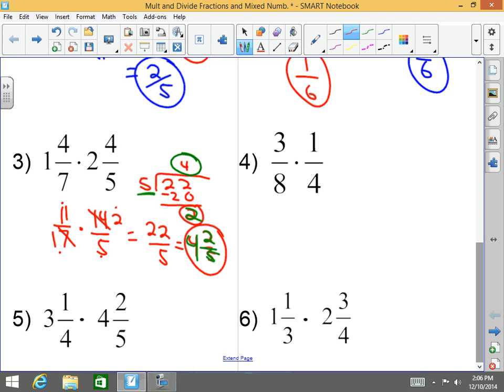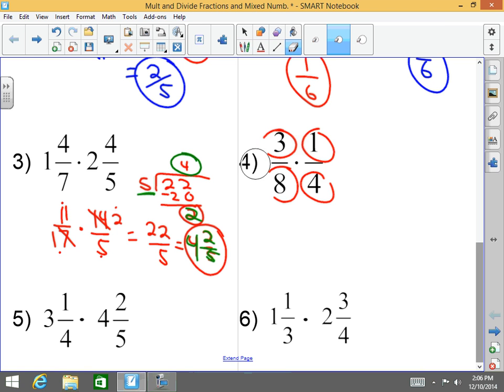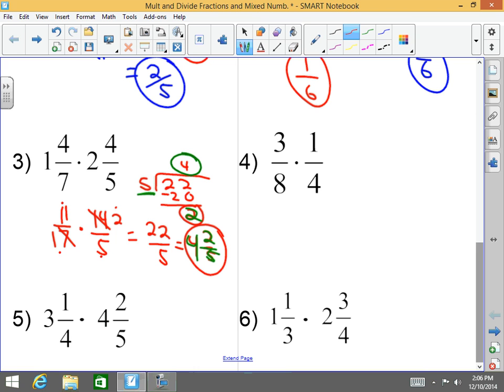Okay, 3/8 times 1/4. Can I cross reduce anything? Can I cross divide? No. 3 doesn't go into 4 and 1 doesn't go into 8. So like I said, guys, if you're going to cross reduce, please be careful. 3 times 1 is 3. And 8 times 4 is 32. That's it. You're done. You cannot cross reduce. You cannot simplify.